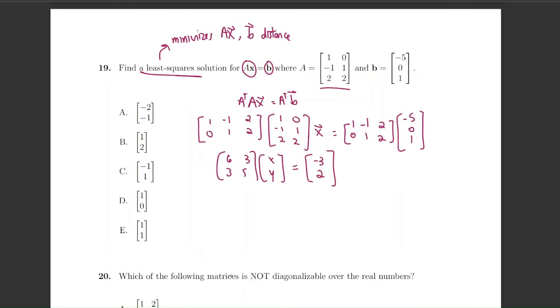Okay, and now what we can do is we can just solve this matrix for x y. So how do we do that? We just do our typical row reduction.